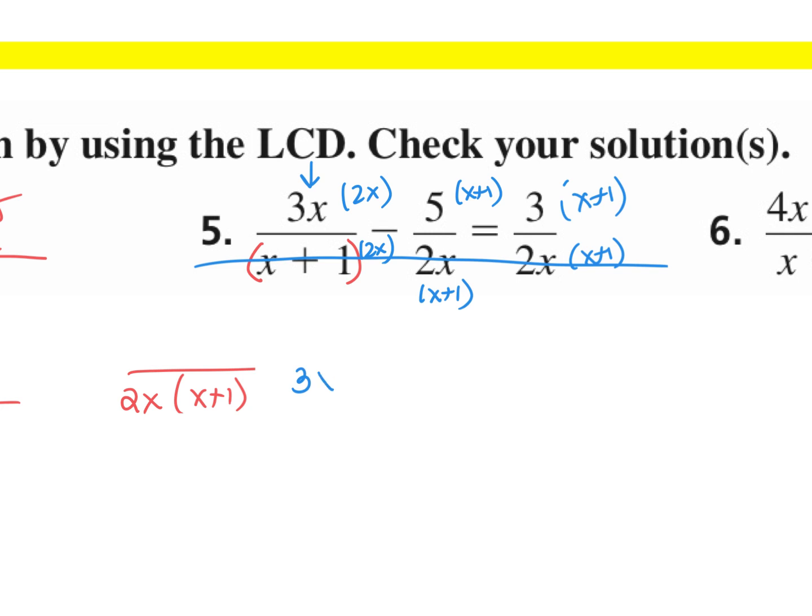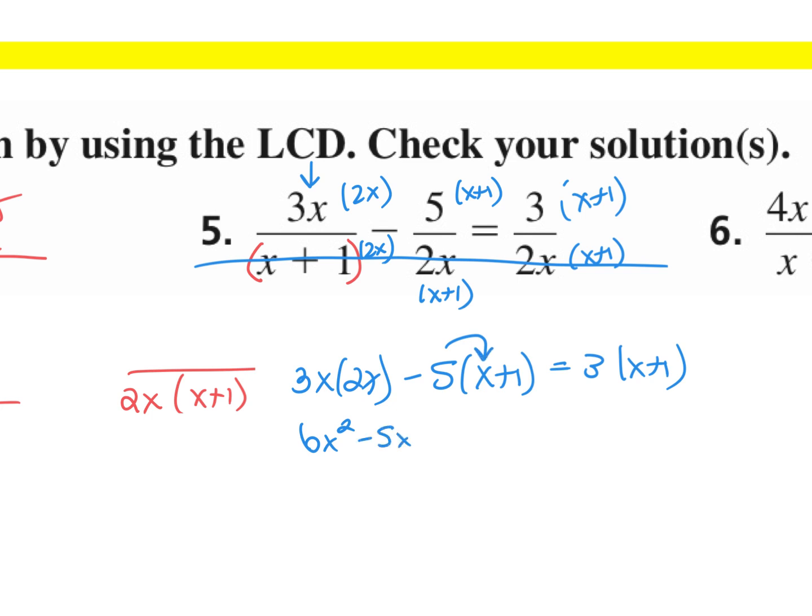Now look, guys, I'm going to write this out so you see it. This says 3x times 2x minus 5 times x plus 1 equals 3 times x plus 1. Do you see that minus sign in front of the 5? Remember, that's going to distribute to everything behind. So when I have 3 times 2, I get 6x squared. What's negative 5 times x? Negative 5x. What's negative 5 times 1? Negative 5. And then we distribute here. So I have 3x plus 3.